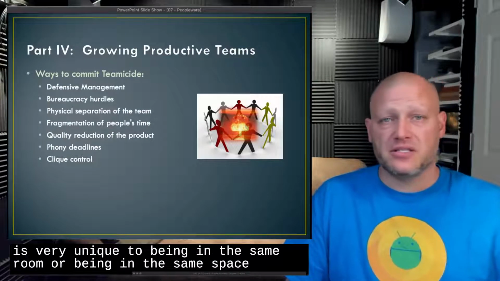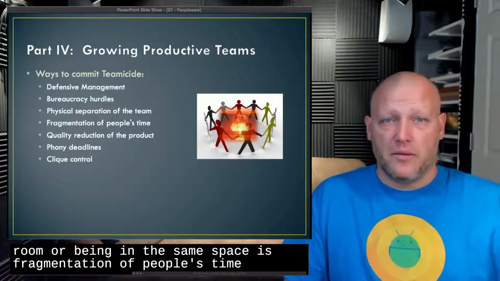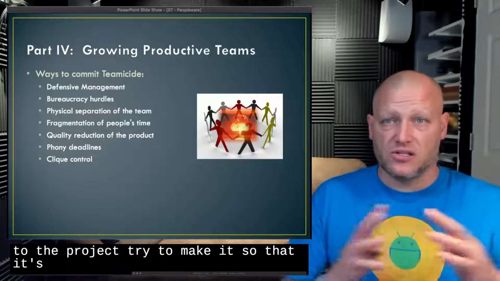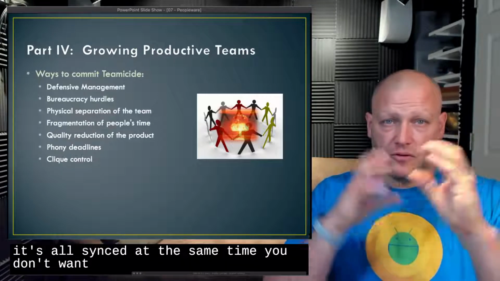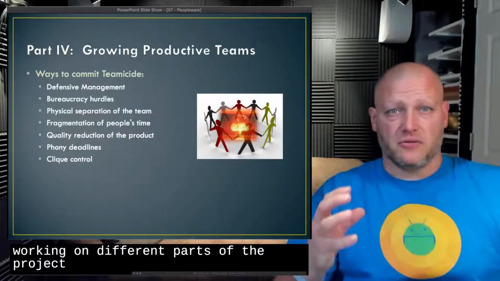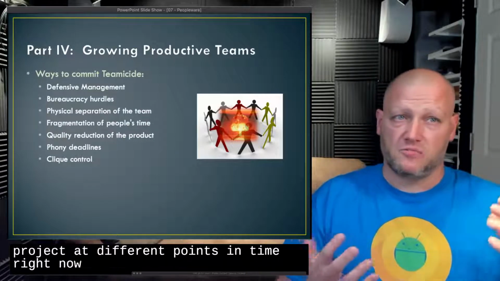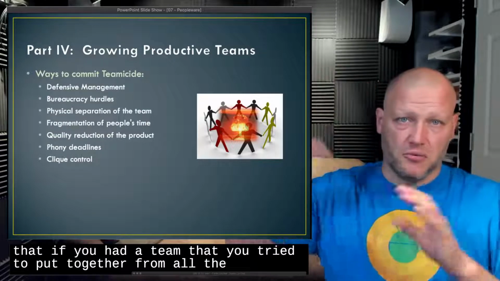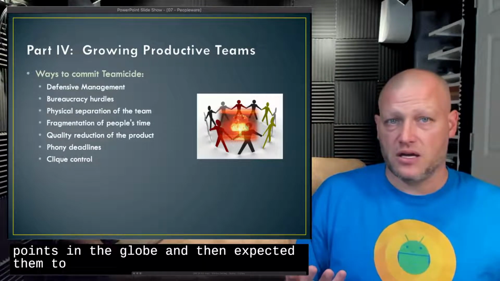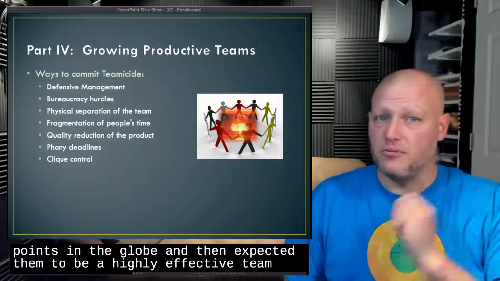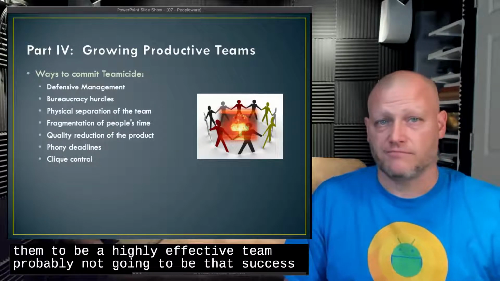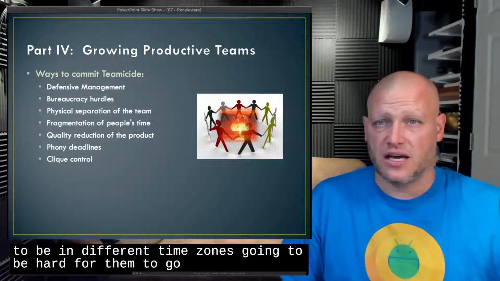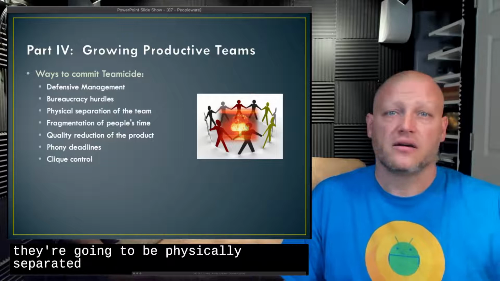All right, the next one is fragmentation of people's time. When people have time that they can commit to the project, try to make it so that it's all synced at the same time. You don't want different people to be working on different parts of the project at different points in time, right? So this basically makes it so that if you had a team that you tried to put together from all the different points on the globe and then expected them to be a highly effective team, it's probably not going to be that successful, okay? Because they're all going to be in different time zones. It's going to be hard for them to get together. They're going to be physically separated, etc., etc.